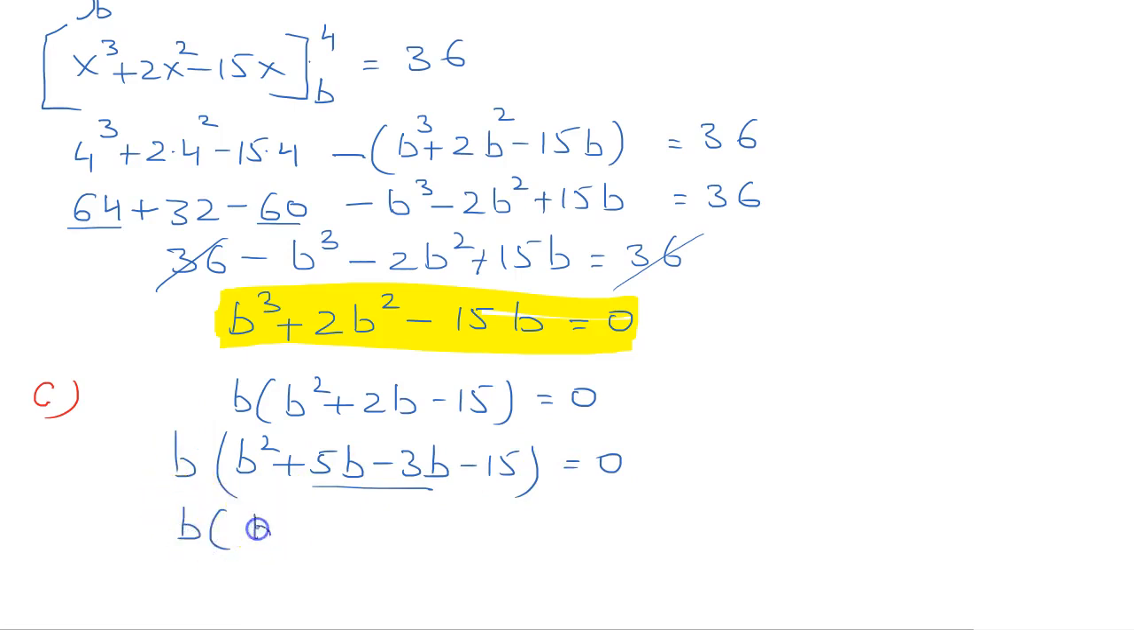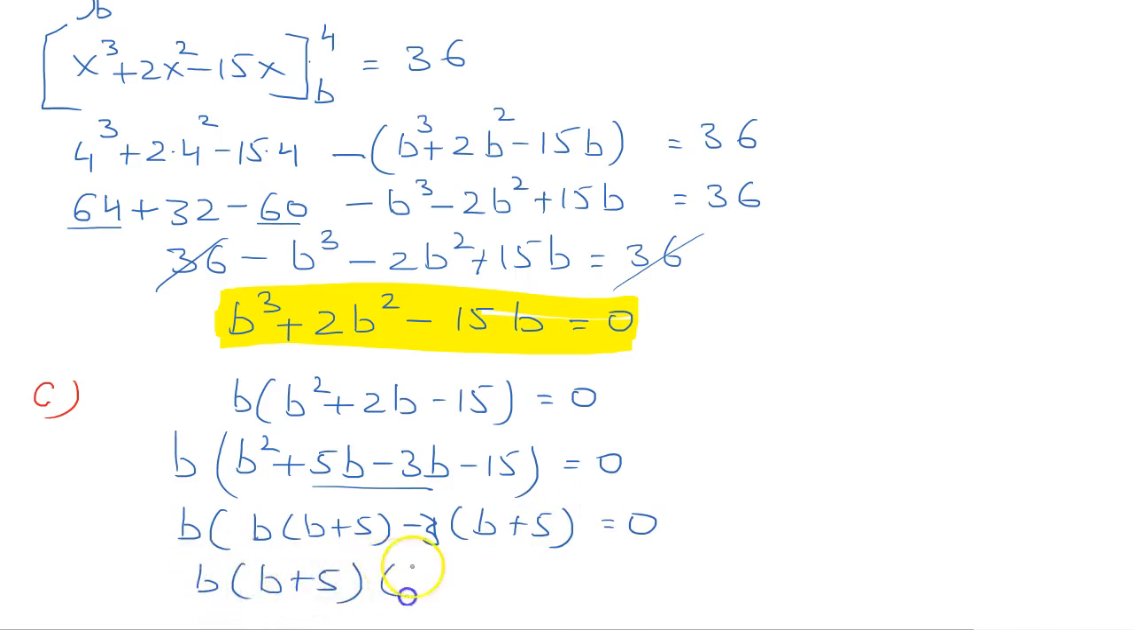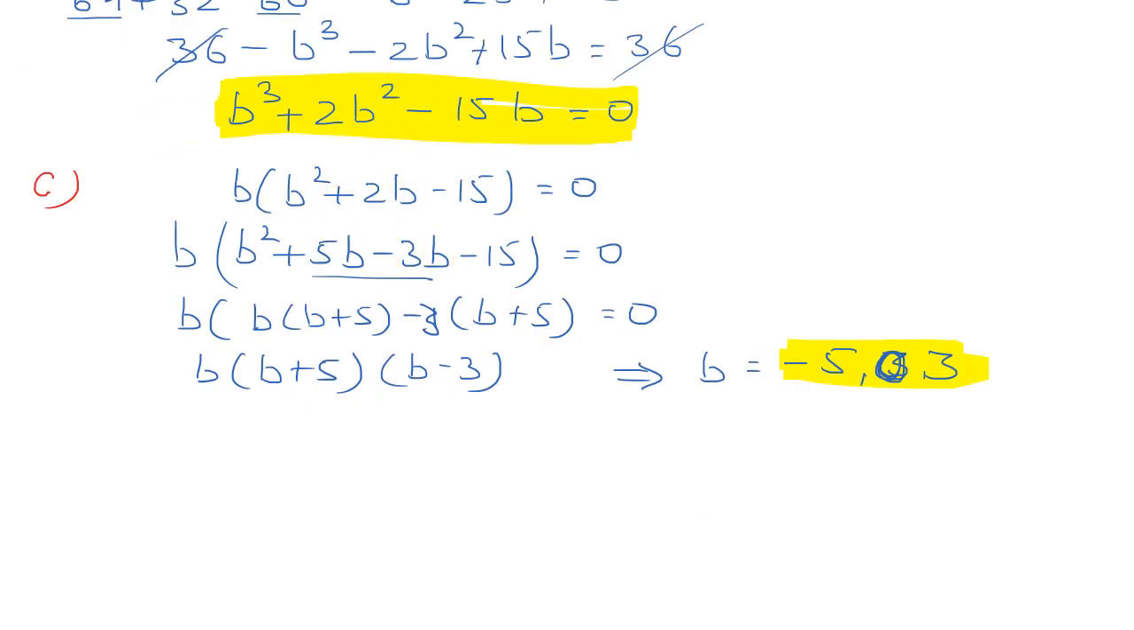So b common, b plus 5, minus 3 common, b plus 5 is equal to 0. So this is b plus 5 and b minus 3. So this indicates that b is equal to minus 5, 0, and 3. So that's the answer of part C.